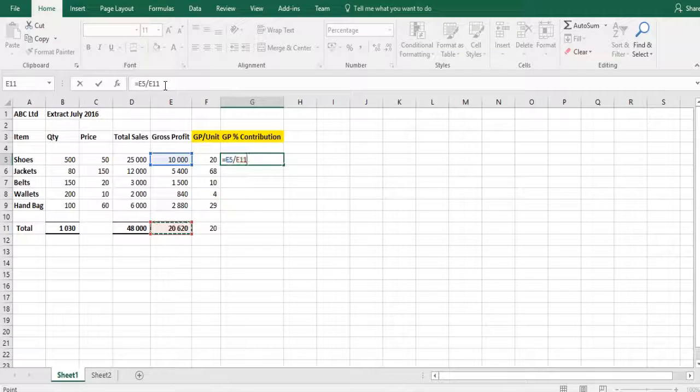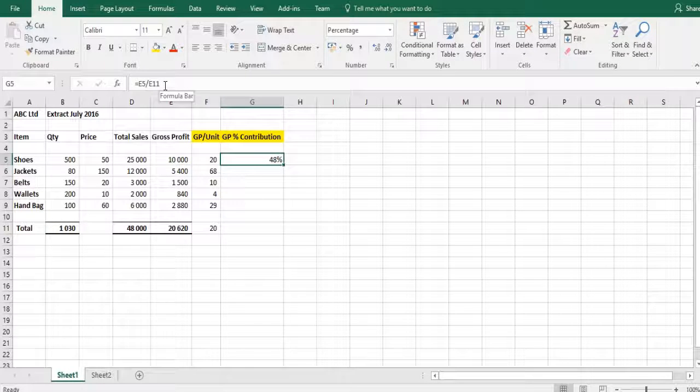So if I were to type in enter and copy this formula down, you will get an error because the E11, which represents the total gross profit, has actually shifted one line down to E12, which has no value.